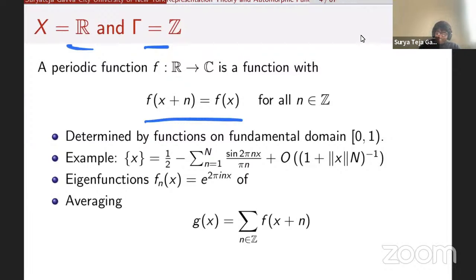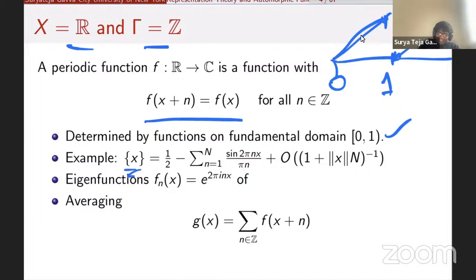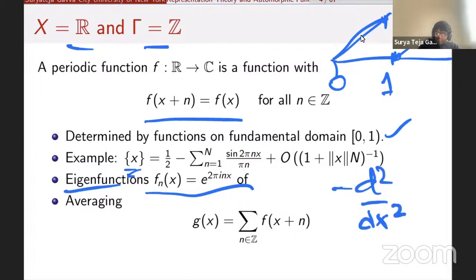And so one way to think of it is you look at the function on a fundamental domain. So for instance, you can take a function which is like x from 0 to 1, and then just extend it periodically. So that is the fractional part of x function. It has this expansion and so on. So that's one way to create these periodic functions. But these exponential 2 pi i n x kind of functions are eigenfunctions of these operators.